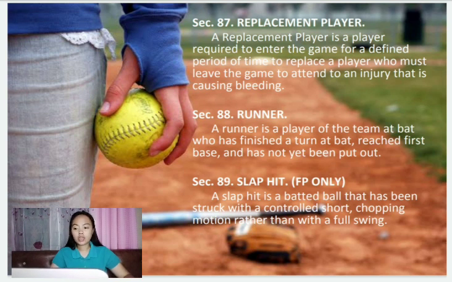Next is section 89, the slap hit. This is for fast pitch only. A slap hit is a batted ball that has been struck with a controlled short chopping motion rather than with a full swing.